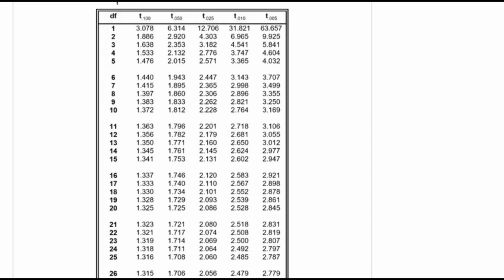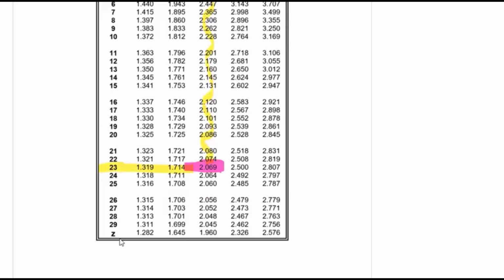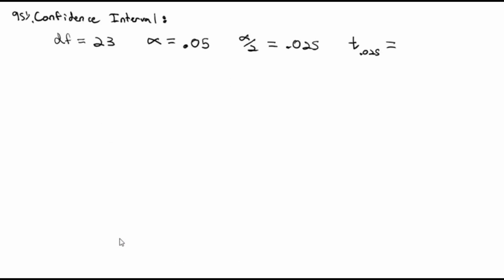Looking at our table, then, we want 23 degrees of freedom. We want 0.025 in a tail. And so that tells us that the critical value we're using this time is 2.069. So t sub 0.025 is 2.069. We're ready to calculate the error that might exist between our sample mean and the actual population mean.